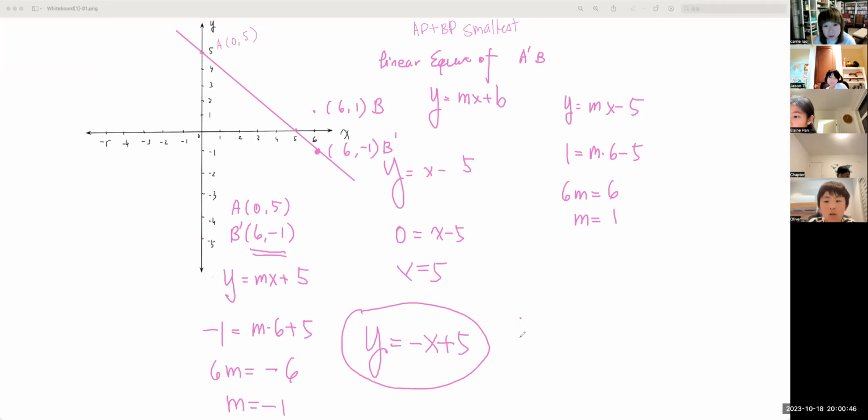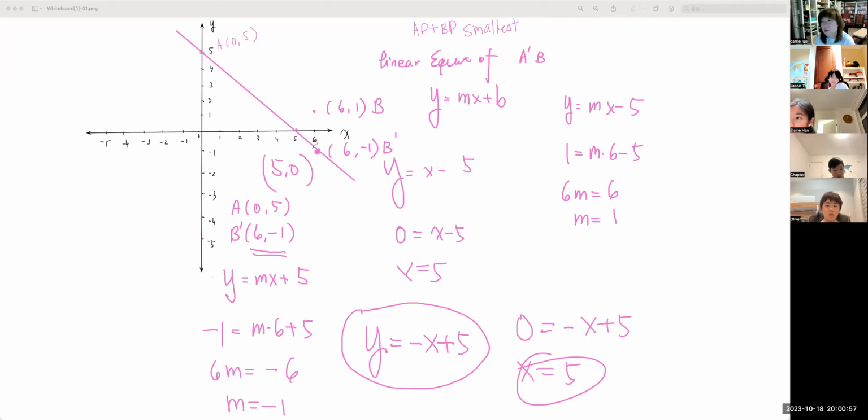Still, when y equals 0, x equals what? -x plus 5 equals 0, so x equals 5. So we still get 5, 0. No matter how, it's completely the same. Get it? No matter how, it's the same.